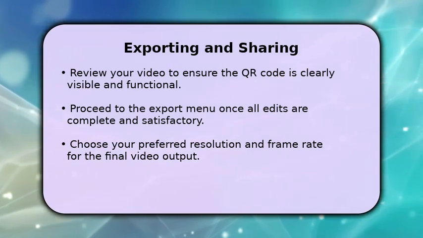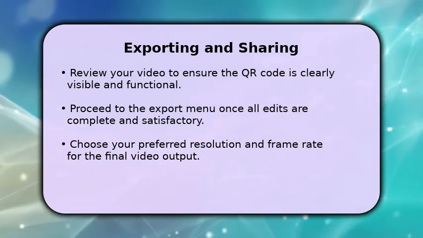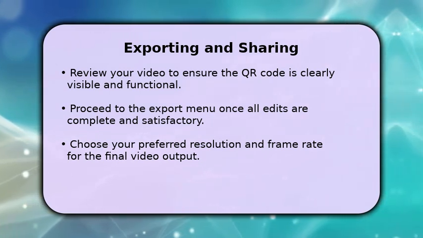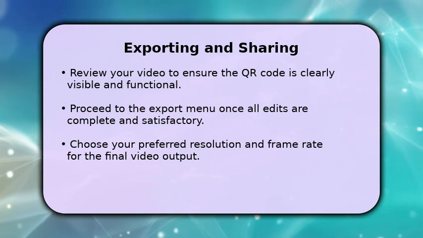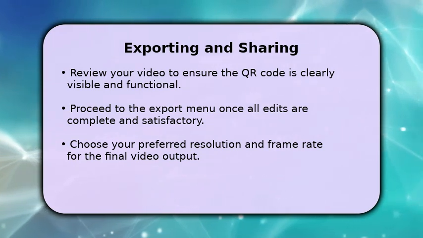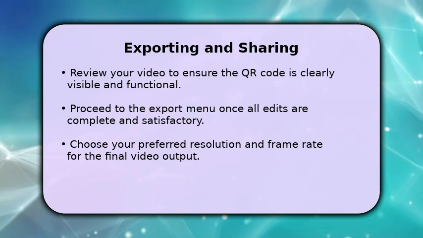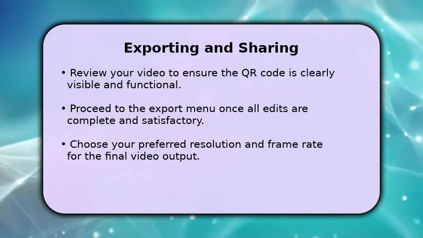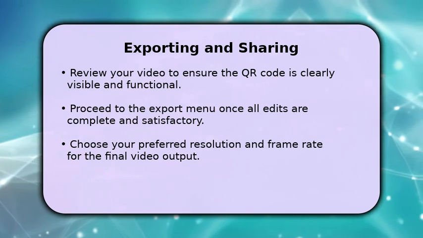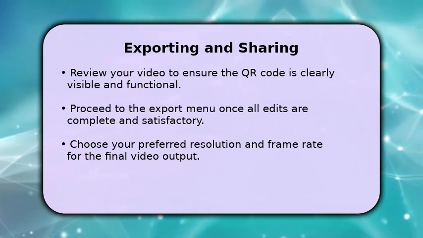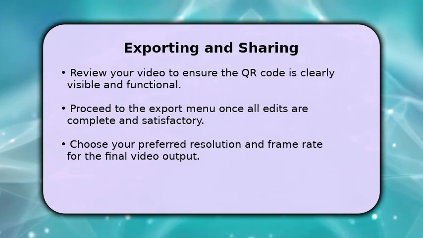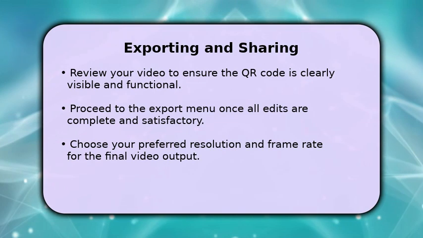Finally, let's get your video ready for the world. Before exporting, play through your entire project to confirm the QR code is perfectly placed, clearly visible and scannable. Once you are completely satisfied with all your edits, head over to the Export menu. Here, you can select your desired resolution, perhaps 1080 pixels, and frame rate, like 30 frames per second, for optimal quality. After exporting, you can easily share your amazing video directly to various social media platforms or save it to your device for later use.